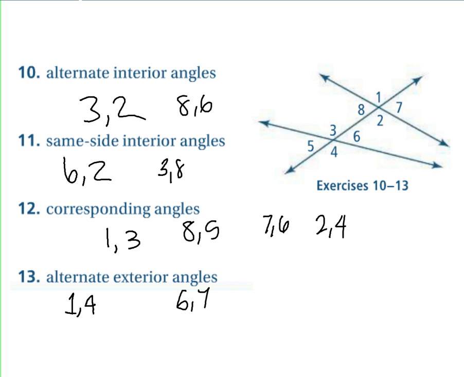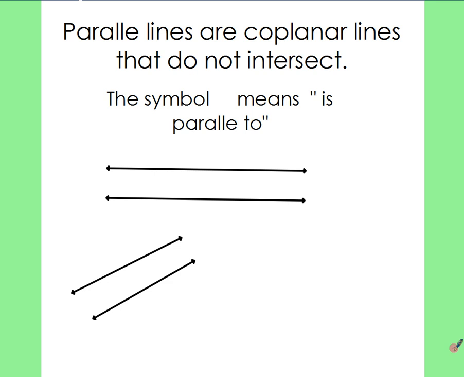Okay, so parallel lines are coplanar lines that do not intersect. Alright, the symbol for parallel is 2 straight lines. Also, I forgot, L is parallel to M. Okay, so that symbol means blank is parallel to blank. Okay, I have 2 examples here. I want you to create a non-example.